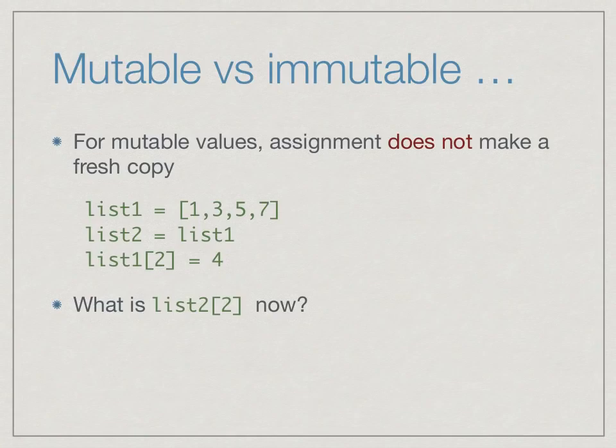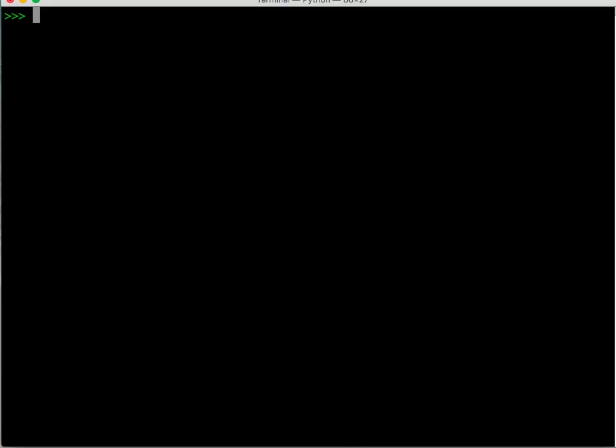Is list 2 the same as before, namely 1357, or has list 2 also become 1347 like list 1? So let us see what happens in the interpreter. Let us run this example in Python. So we say list 1 is equal to 1357. List 2 is equal to list 1. So list 2 is indeed 1357.